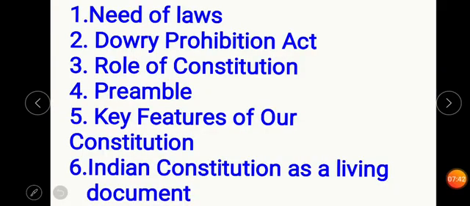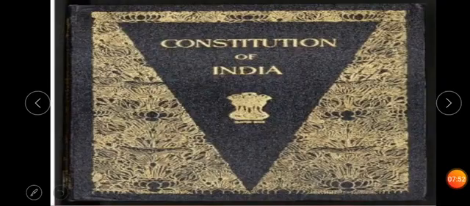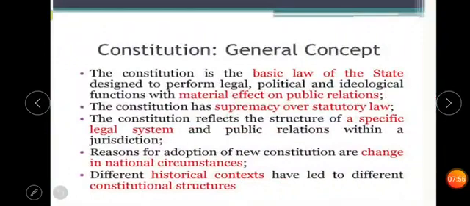So the next topic for the day is the second topic, in which we will study the Constituent Assembly. Before that, we have to proceed with what is the Constitution. What is the Constitution? Why is it here? Why is it important for us?